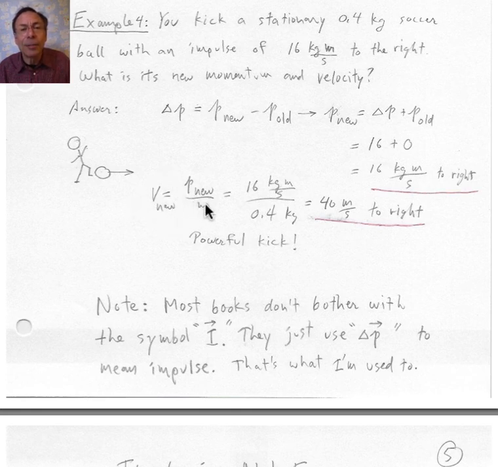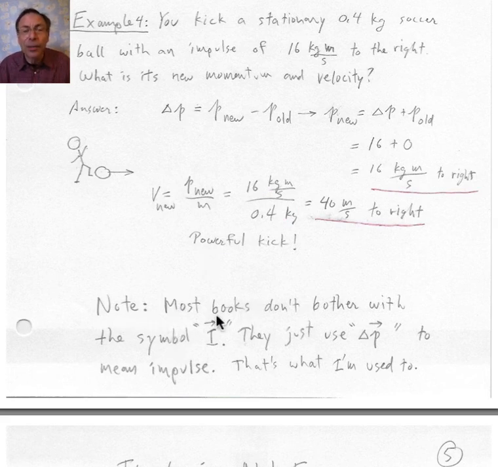All right, so that gives us the new momentum, and we can figure out the new velocity because momentum is mass times velocity. Solve for velocity, so the velocity will be the momentum divided by the mass, 16 kilogram meters per second divided by 0.4 kilograms. Notice that the kilograms cancel. We're left with meters per second, and we get the answer, 40 meters per second to the right. Wow, a cannon style kick. Wow. Okay.